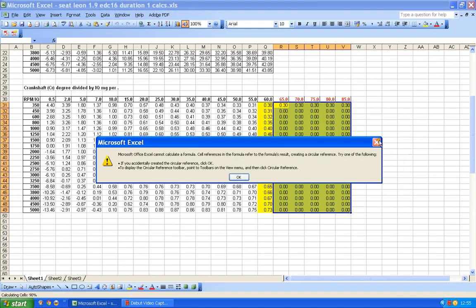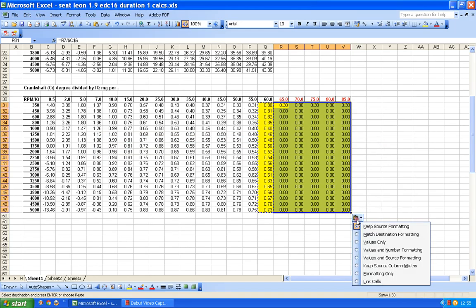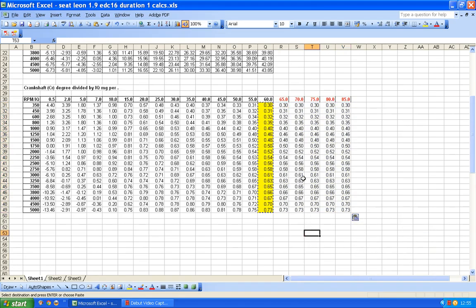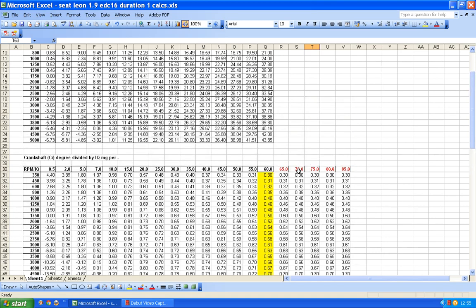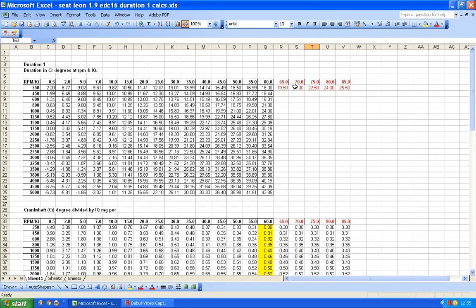There we go, just ignore that. Tell it that what we want is the values and the formatting. And it's accepted that, just delete that highlight there. Right, so these then are all the same. So in other words, I'm saying for 65 I want exactly the same values. Now the reason I've done that is purely because I want to use these values in a calculation up here.